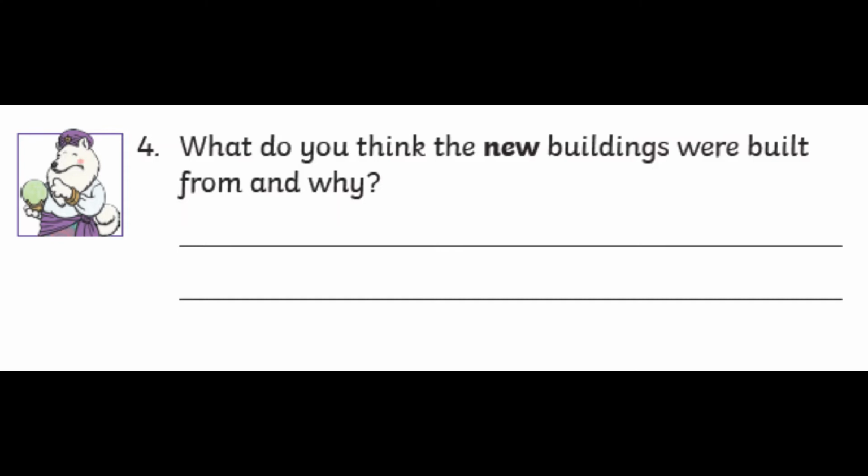Welcome back. Now we should be ready for question 4, and we can see that this is a predicting question. You can see predicting Pip looking into her crystal ball. So you need to use the information from the text to predict what might happen next. So pause the video and read the question.